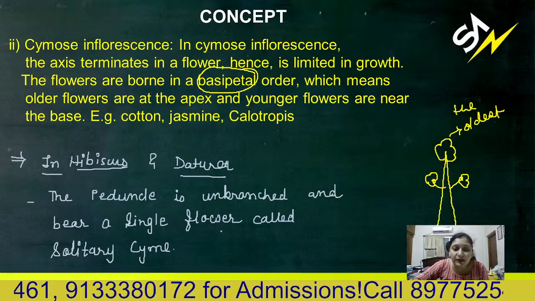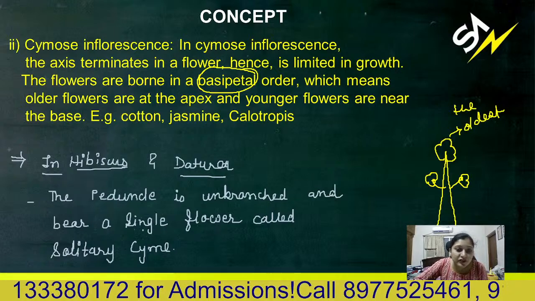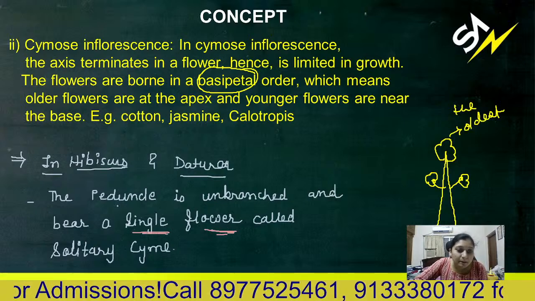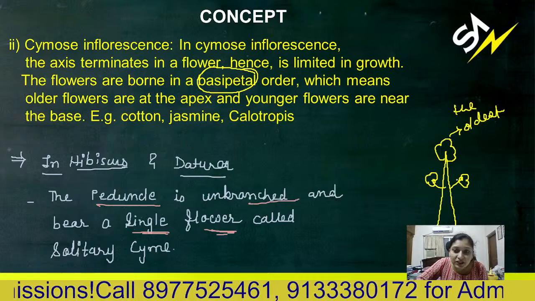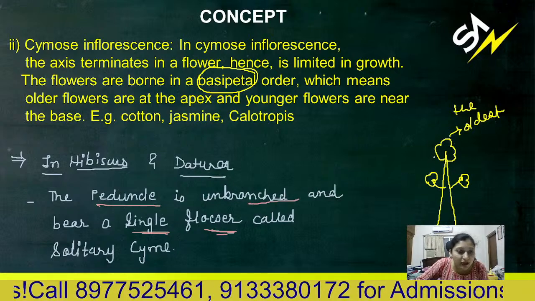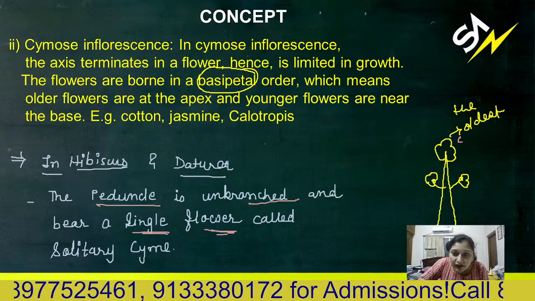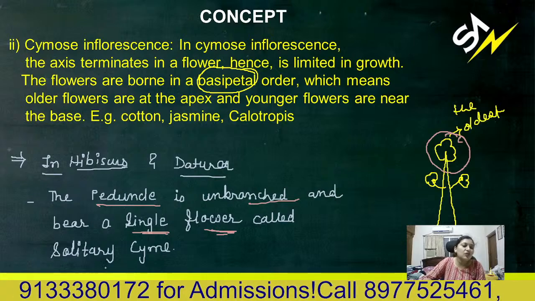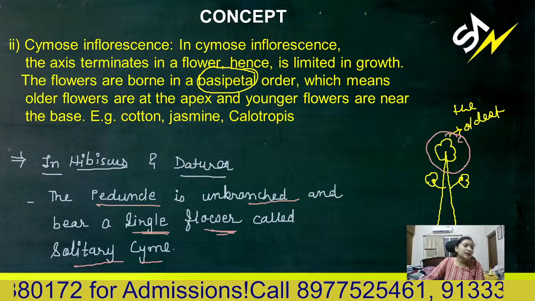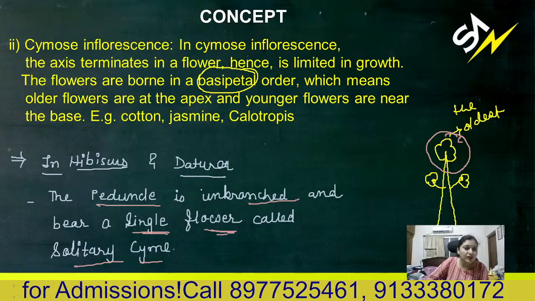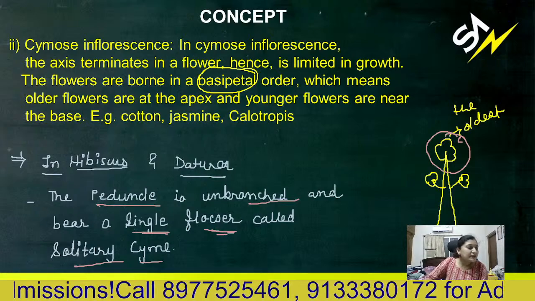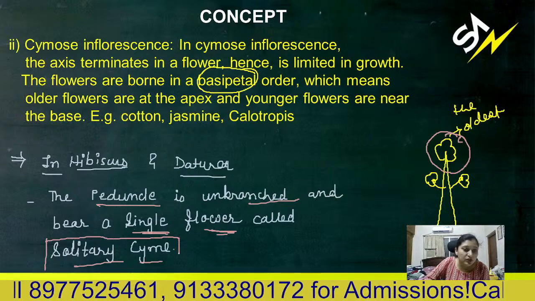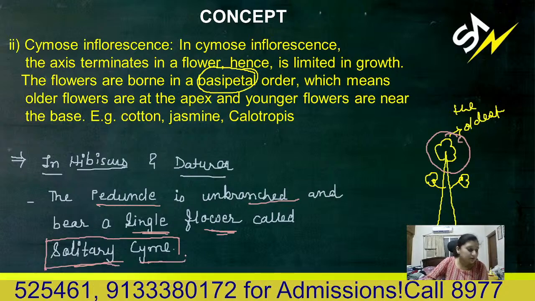In the case of cymose, if the tip is converted into a floral bud or flower, it will give a single flower. The peduncle is unbranched like this and bears a single flower. You can see here a single solitary flower. So this is called solitary cyme. In hibiscus and datura, it is a single solitary cyme. So this is one type, which is called solitary cyme. Okay.